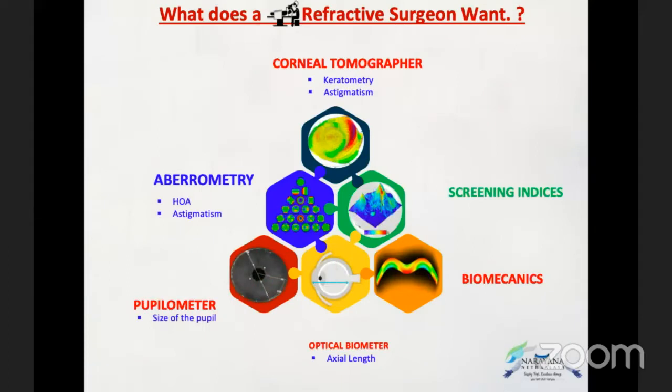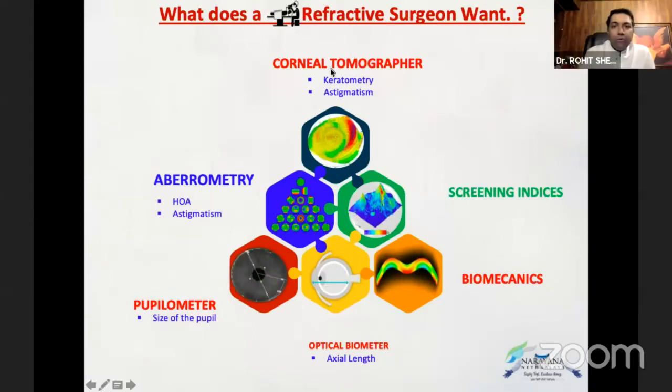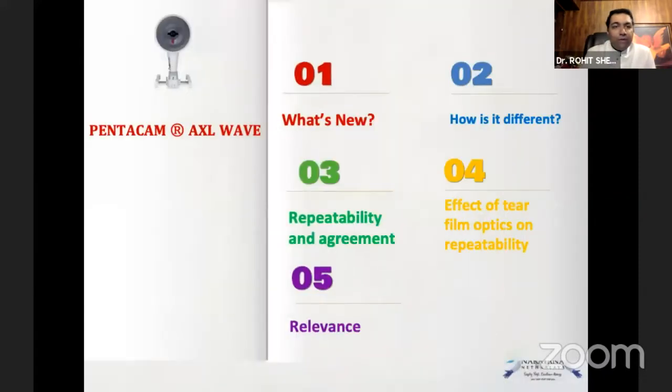So what does a refractive surgeon want today? He wants a good tomographer, a screening tool, something which can help with biomechanical and strength assessment, an optical biometer, and a pupillometry and aberrometry, which needs to be used both in cataract and refractive surgery today.